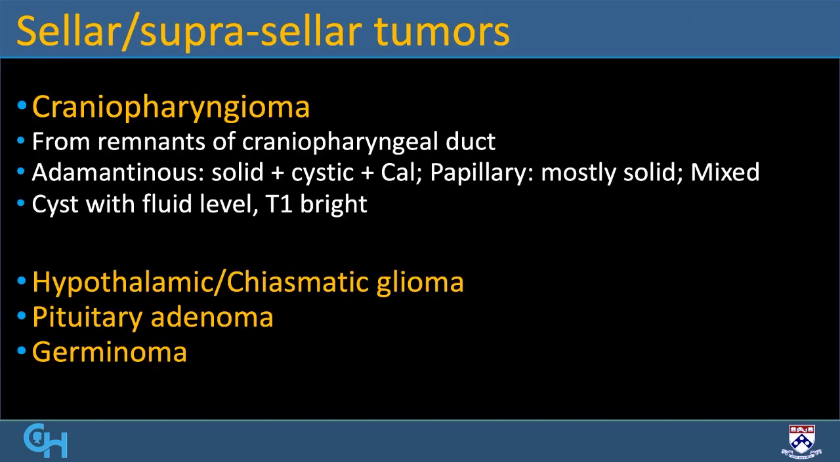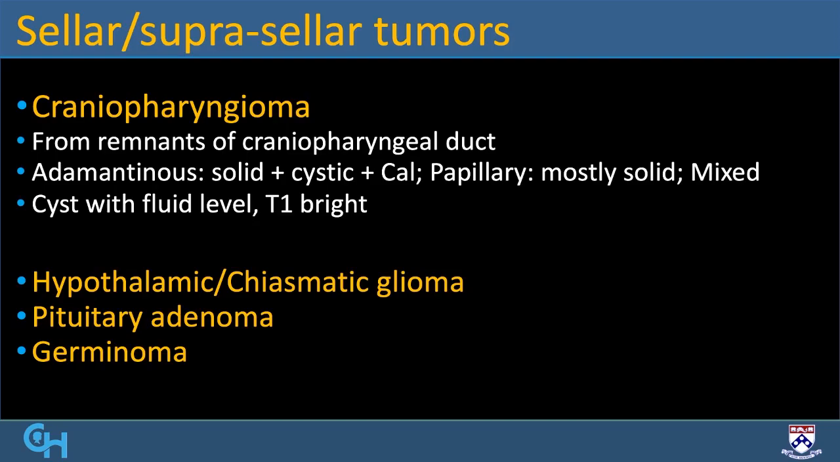Now we proceed to look at the sellar or the suprasellar group of tumors. And the main player in this group is the craniopharyngioma. Craniopharyngiomas arise from remnants of the craniopharyngeal duct, and they are of different types. The adamantinous type is the more common one, which has both cystic and solid components with calcification. And the less common is the papillary, which is mostly solid.